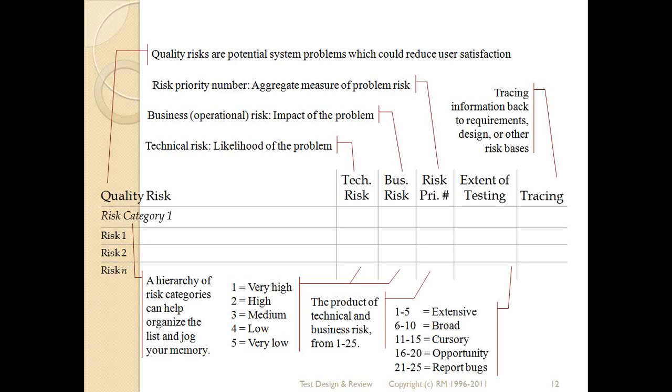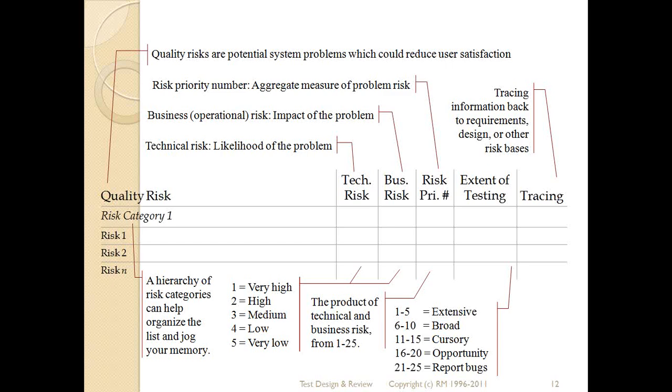say 2 modes by which I can pay my bills. One is cash mode and another is credit card or debit card mode. So what I do is, instead of risk 1 I write cash, instead of risk 2 I write credit card and debit card. Now you can see further columns which are talking about technical risk, business risk, risk priority number, extent and tracing. Let's see them one by one.